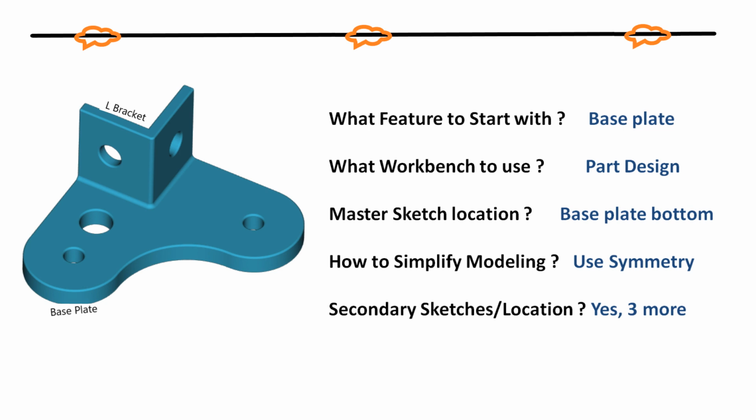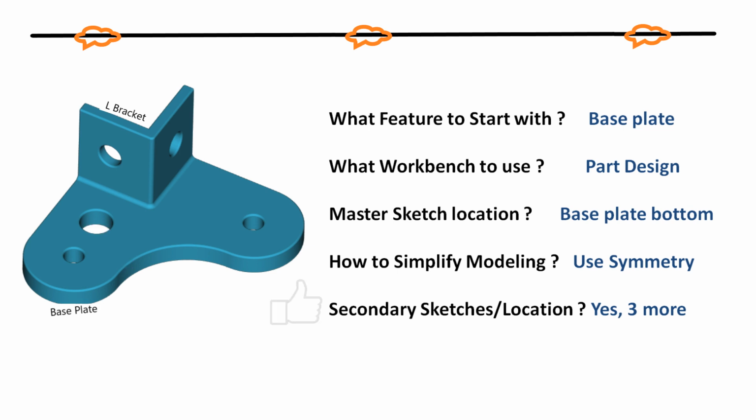Master sketch location. You will need multiple sketches to complete a typical model. This is the first and the main sketch, and we can place the master sketch at the bottom of the base plate. How to simplify? This is the most important thing in model building. How to make it easier for yourself. What you're looking for here is repeated features. It may be holes, fillets, or it could be symmetry. In this example, if you remove this hole, everything is symmetric. So you could model only half of the model and mirror it.